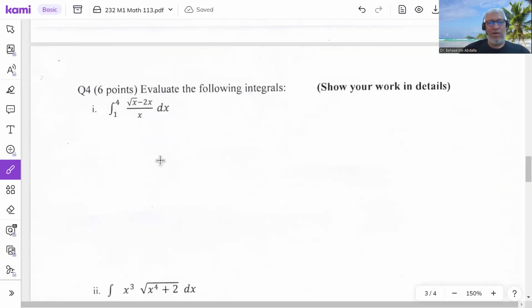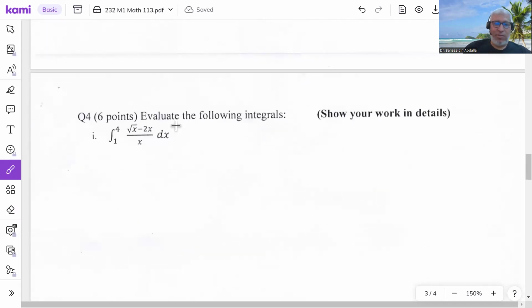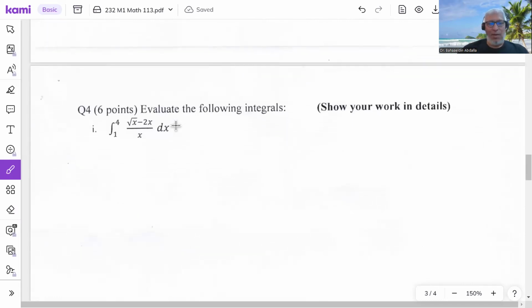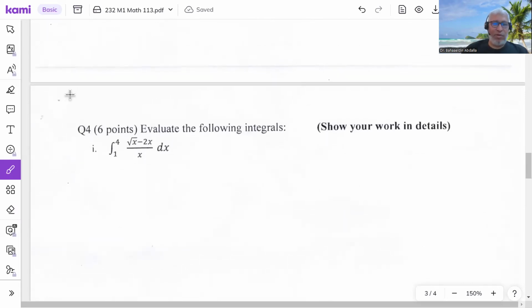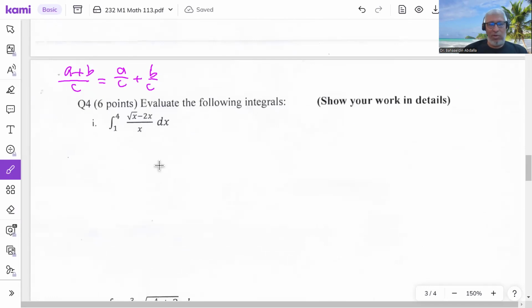Okay, evaluate the following integrals. Well, here I can use the formula. There is a very important formula, which is a plus b over c. You can write it a over c plus b over c. Whenever you see something like a plus b over c, you can write it like this. So I'll immediately use it and write here square root of x over x minus 2x over x.